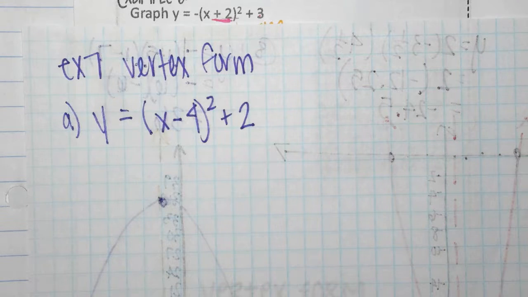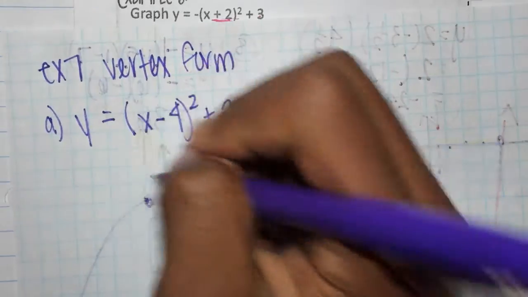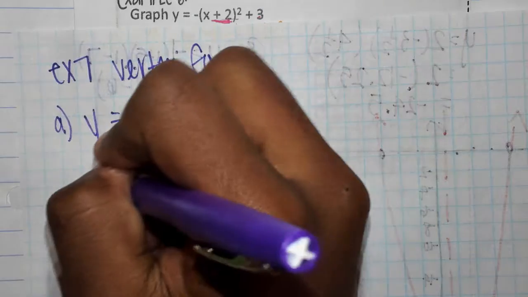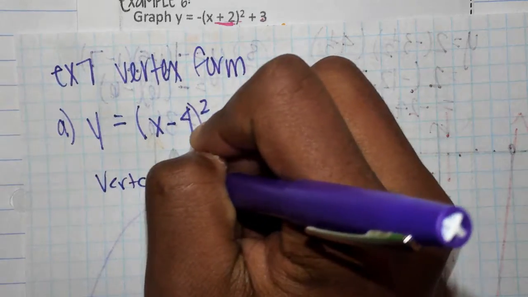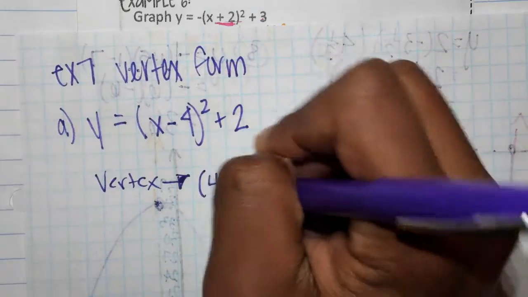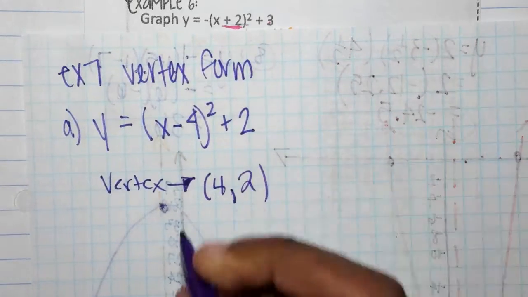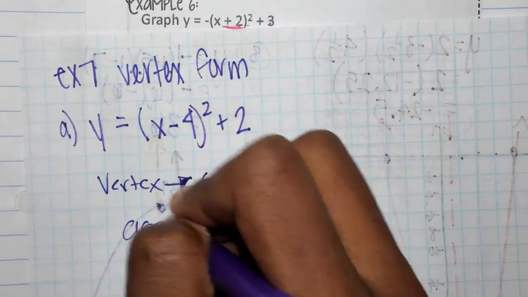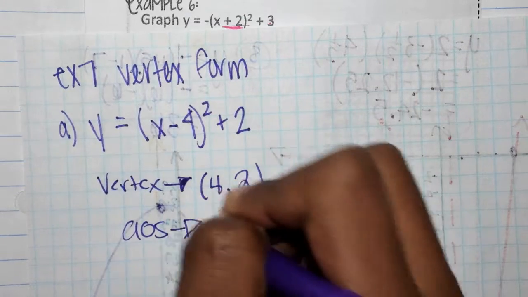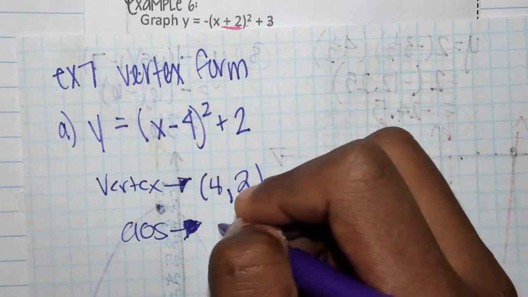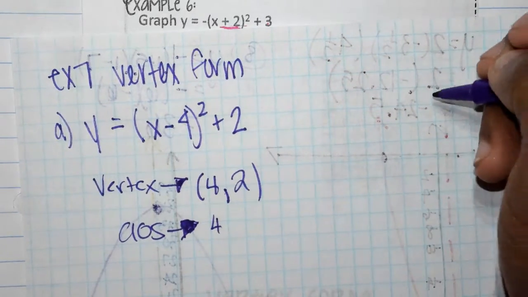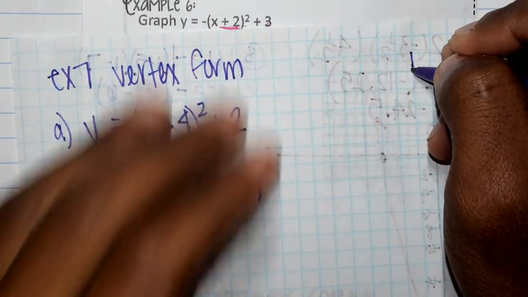Alright, it is close. So with this, you've got to get your vertex. Go up if whatever's outside the parentheses is positive, and down if it's negative. Because you take the opposite. Alright, did everybody get (4, 2) as their vertex? Yes. Did you get 4 as your axis of symmetry? Yes.